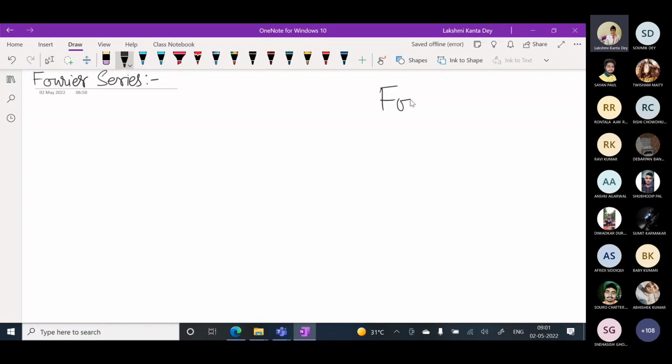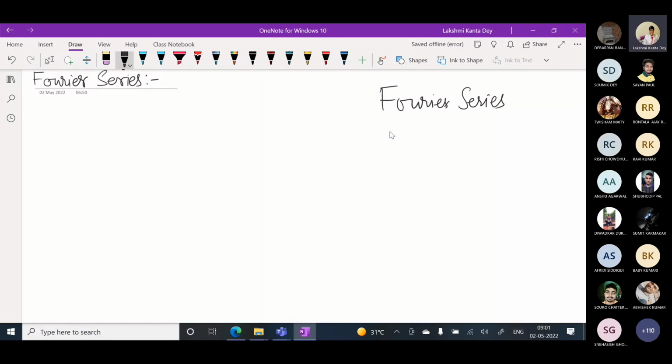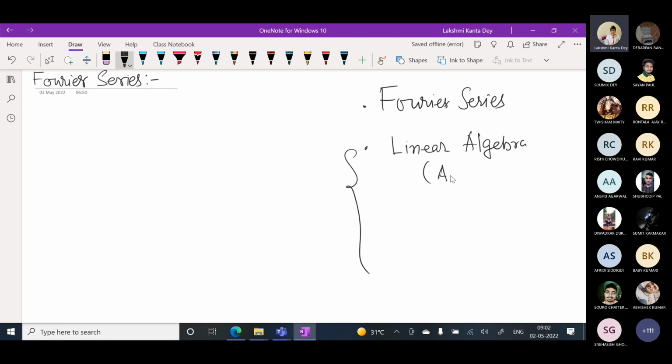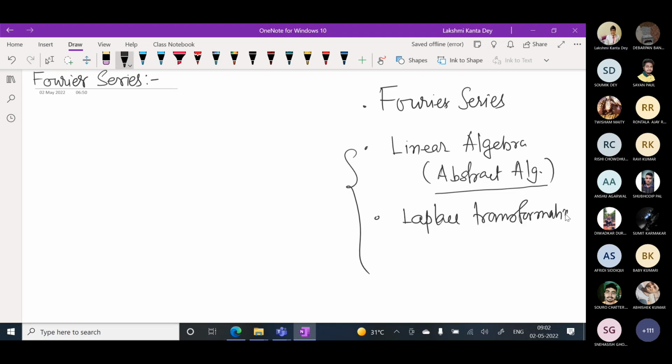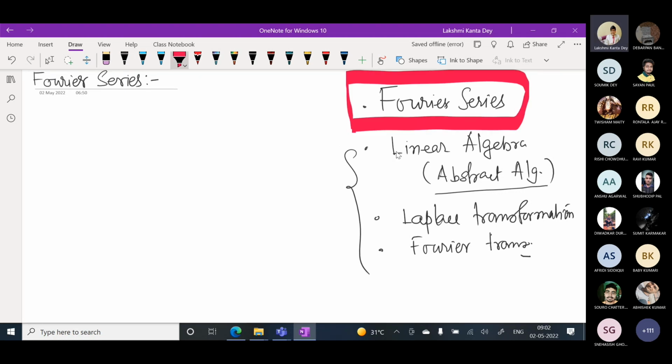Fourier series, what I say, then there are other topics, which include linear algebra and some part of abstract algebra. This is basically preliminary in order to understand linear algebra. And then another two things, Laplace transformation and Fourier. So these topics are up to your online classes, and these three topics will be covered offline.